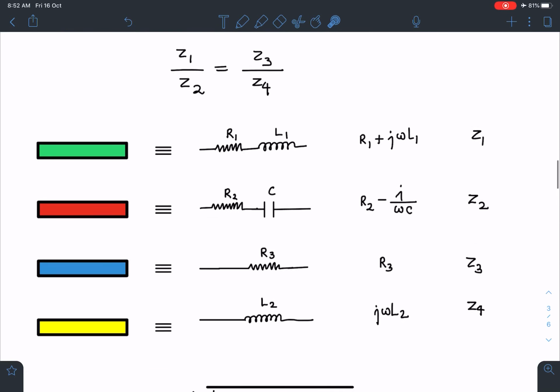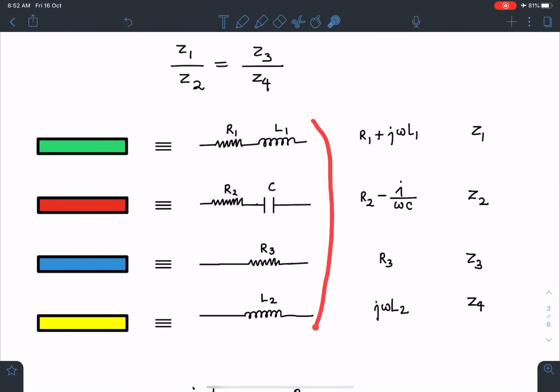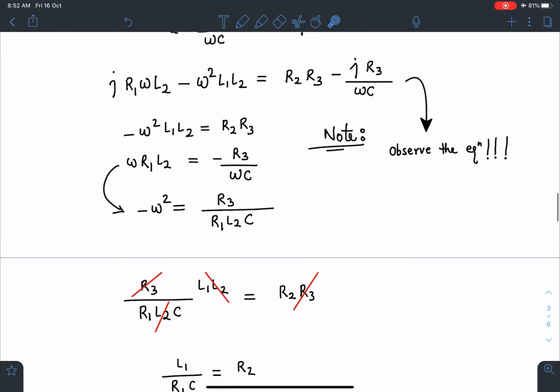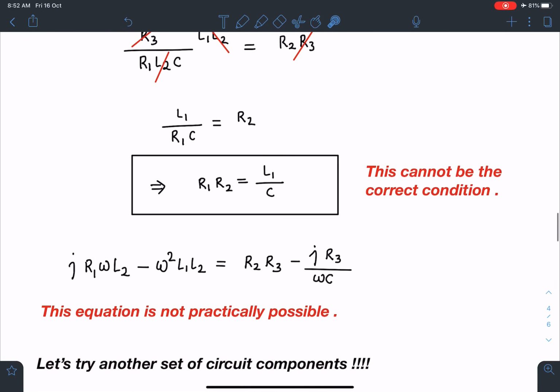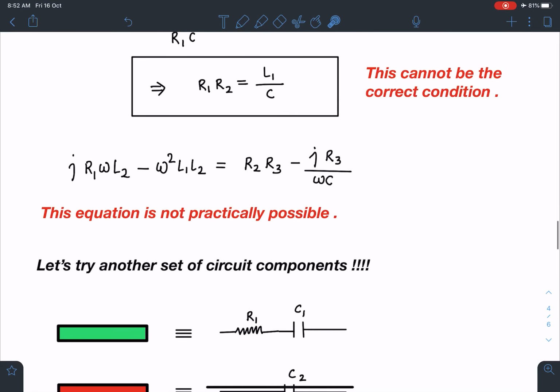That means this combination cannot create the detector current to be zero all the time. I hope you are able to understand this. People make a mistake here. If one option is given as R1 R2 is equal to L1 by C, people will mark it, but this will not be the right answer for this problem. So you need to be very, very careful. As I have written here, this equation is not practically possible.